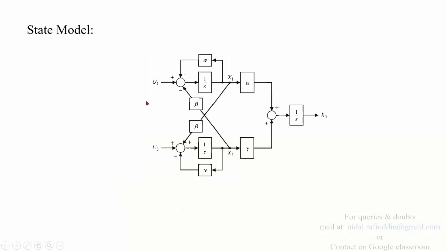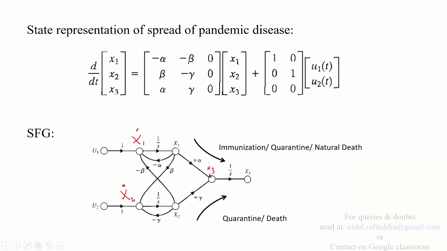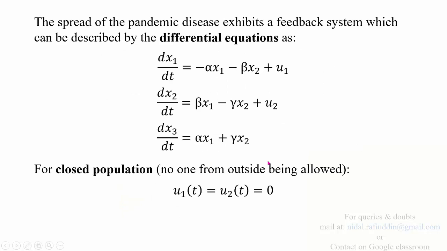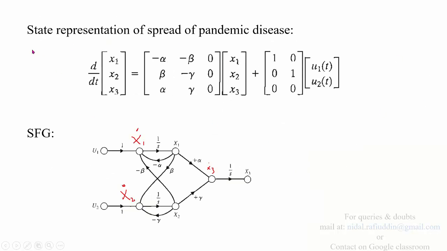And this represents the state model, which can easily be obtained from the SFG in the previous example. In fact, this model can be implemented in the form of blocks. If you are going to use MATLAB, you can implement this block diagram in Simulink, which is part of MATLAB, or you can directly implement these relations, like the state space or state variable representation, on MATLAB and analyze how the system behaves.